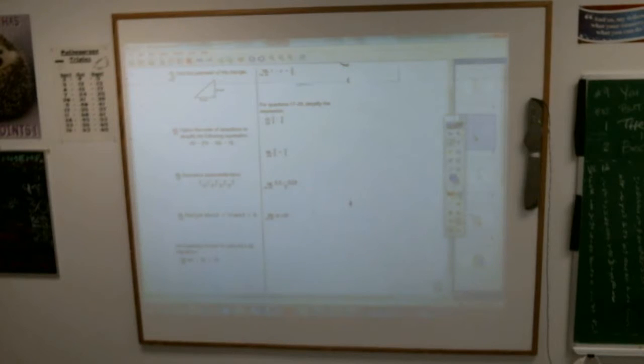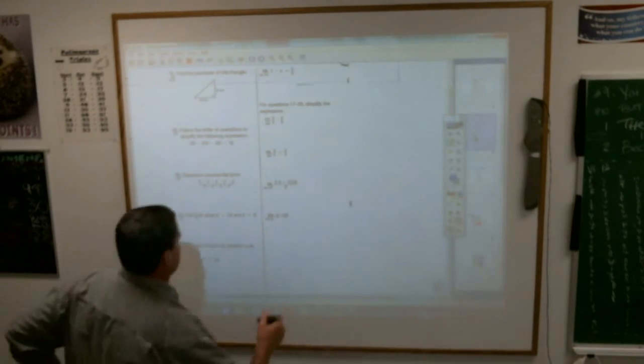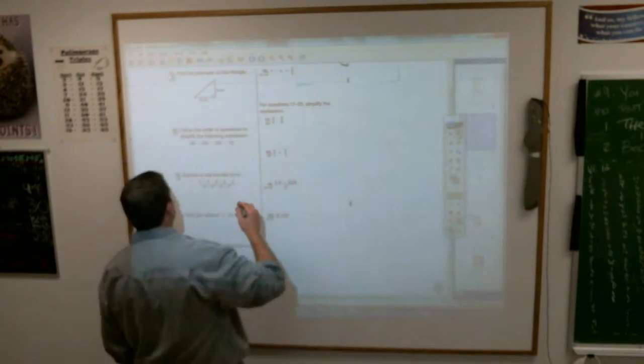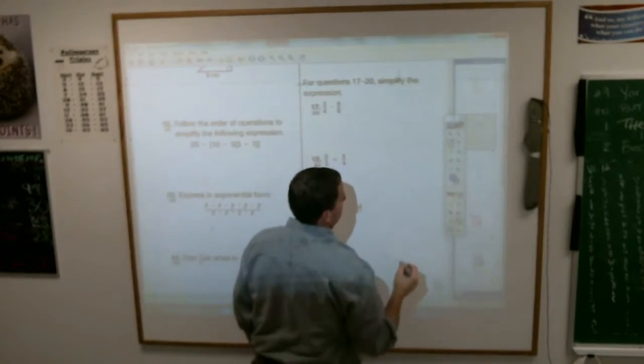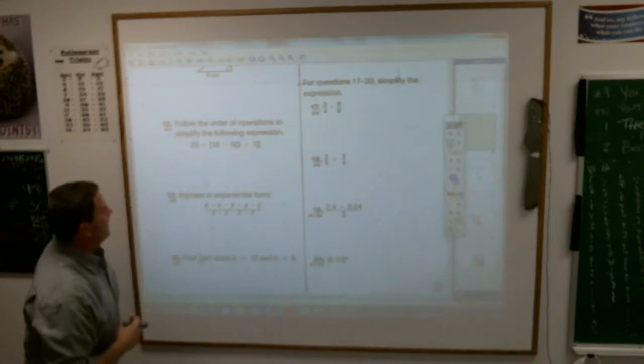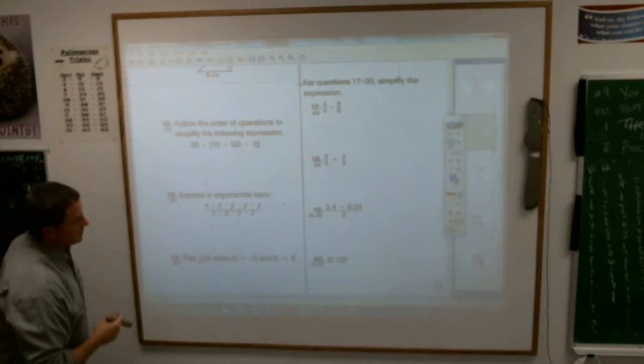Problem 12. Take a look, see here, children, problem number 12. No, it'll take me 15 minutes to get 12 up there. Right, there we go. Problem number 12. Order of operations to simplify the following expression.